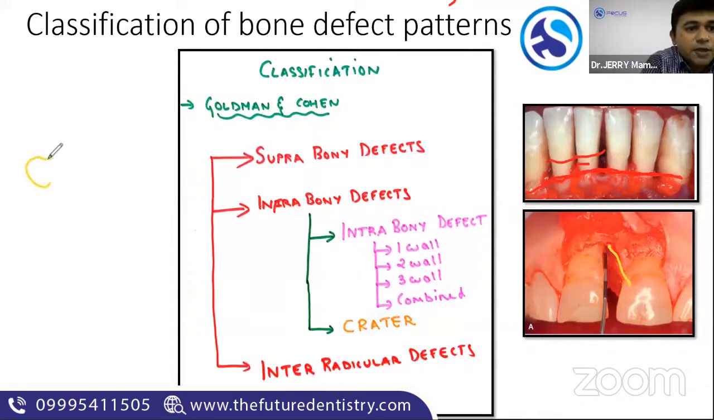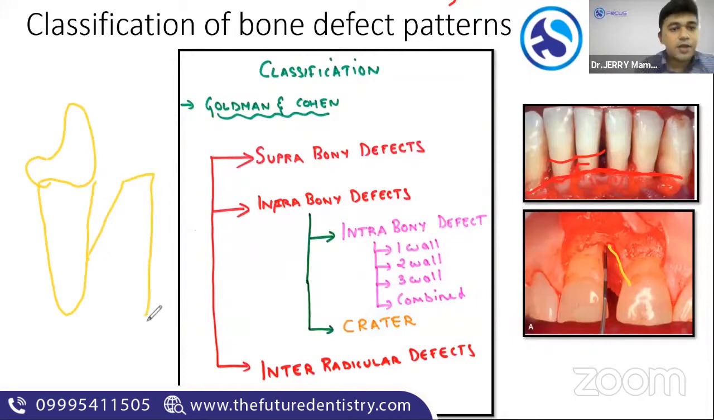Let me draw it here. Infra bony defect. This is the defect. This is the bone defect. And this is where the pocket will be. So what is here? The base of the pocket is apical to the crest of the alveolar bone.